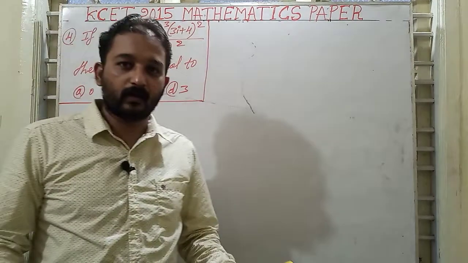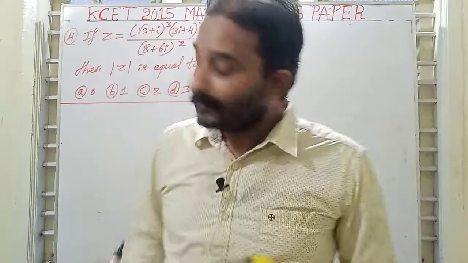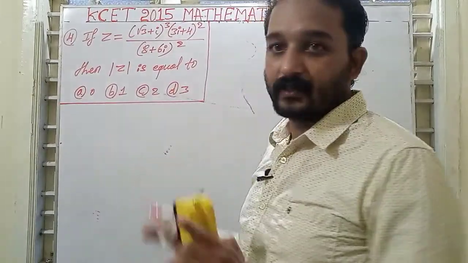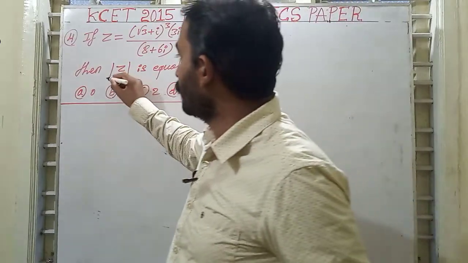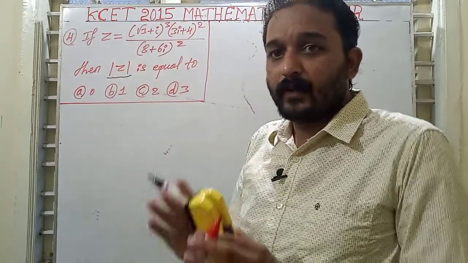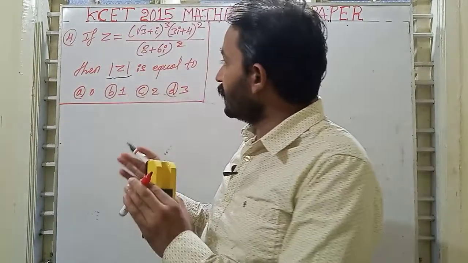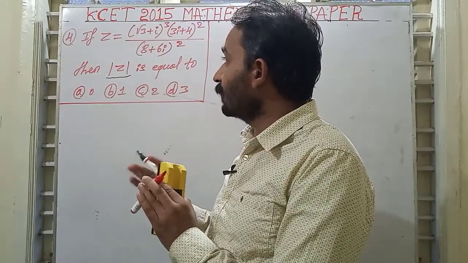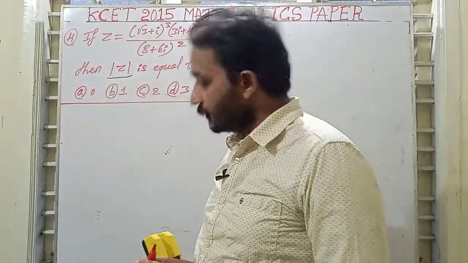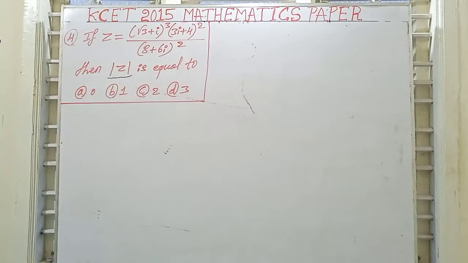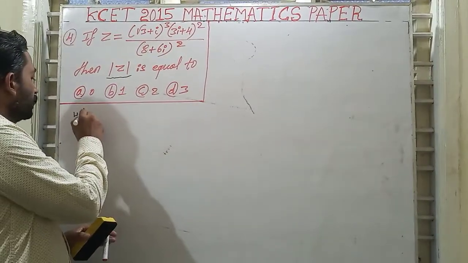So now let us move on to the next question, question number 4. This question is based on the chapter complex numbers, particularly the modulus of a complex number. So many properties are there for the modulus of a complex number. Using the modulus of the complex number and its properties, we have to find the modulus of z. When we know the properties of the modulus of a complex number, first one, we know these formulas.